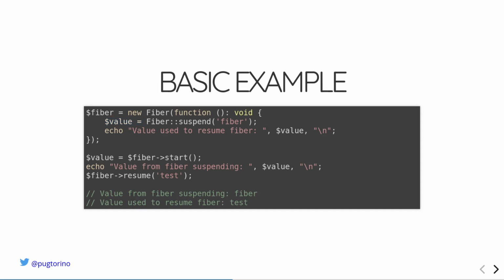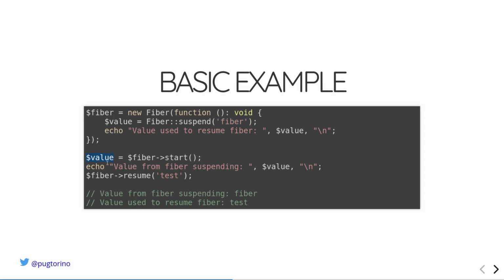As I mentioned, in the main PHP code, you can start the execution of a fiber using the start function. And this actually will return a value. So let's see what happened here. With start, we go inside the fiber, we start the execution. The first line is a suspend. And this string fiber is actually the $value that will be used to suspend the fiber and to return to the main code.